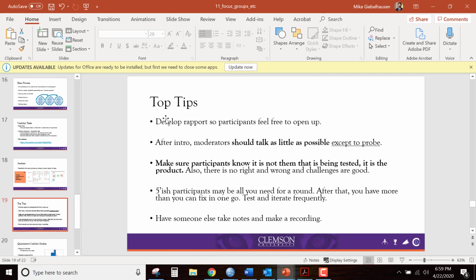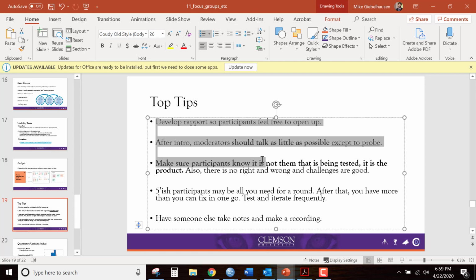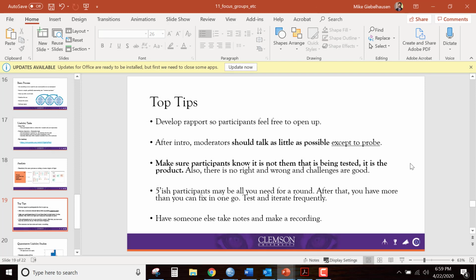So essentially, we have some tips for conducting these interviews. Again, develop rapport. Moderators should talk as little as possible. Make sure that people don't feel threatened, that it's the product being tested, not them. Again, all of these are very similar recommendations to what you would have for an in-depth interview. These skills repeat themselves in focus groups and again in usability testing.